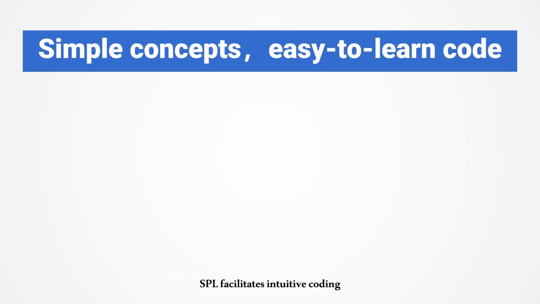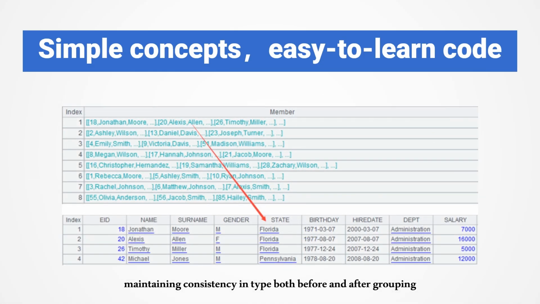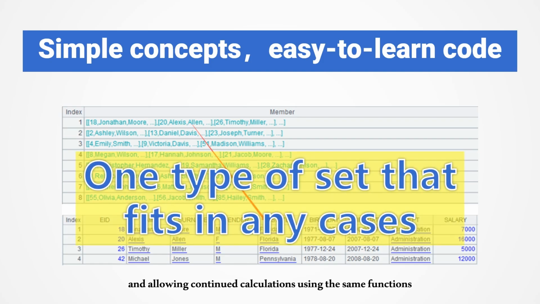SPL facilitates intuitive coding, such as grouping and counting. After grouping, simply use count. SPL gives only one type of set, maintaining consistency in type both before and after grouping, and allowing continued calculations using the same functions. For instance, it remains a set after grouping, enabling retrieval of specific groups using the sequence numbers without creating anything new.